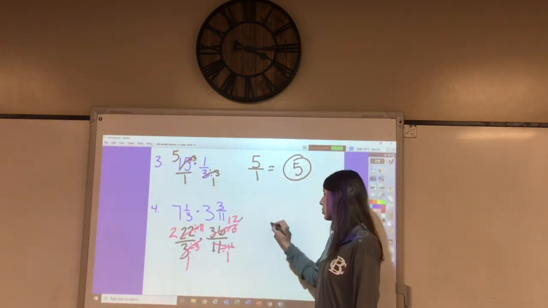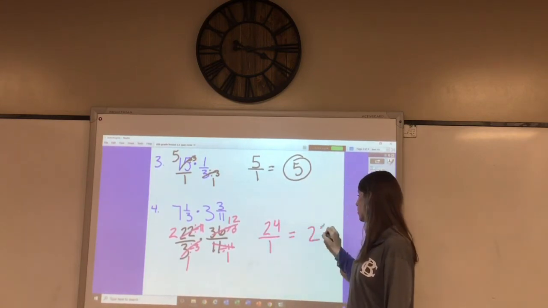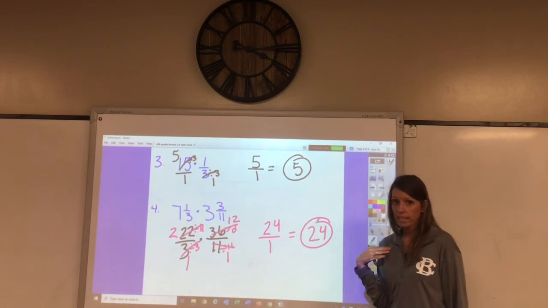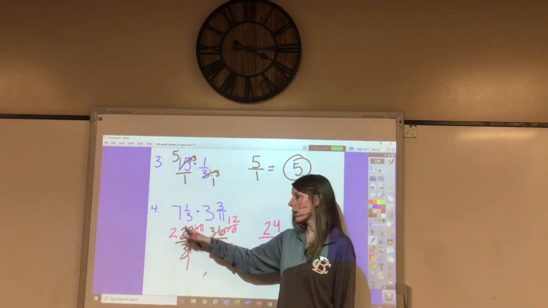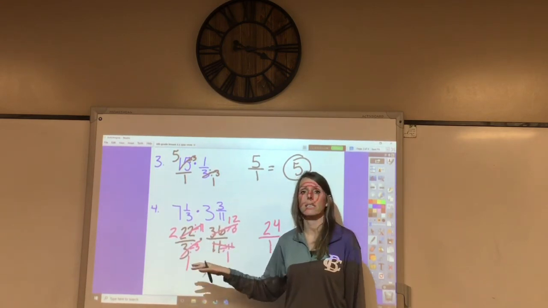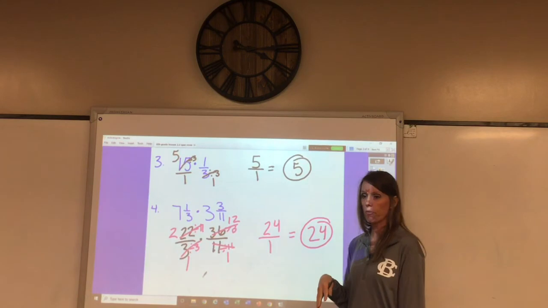All right, so 2 times 12 is 24. 1 times 1 is 1. We know that reduces to 24. Now, that to me is a whole lot easier working with these numbers than trying to figure out 22 times 36 and then get a gigantic improper fraction and having to go from there.